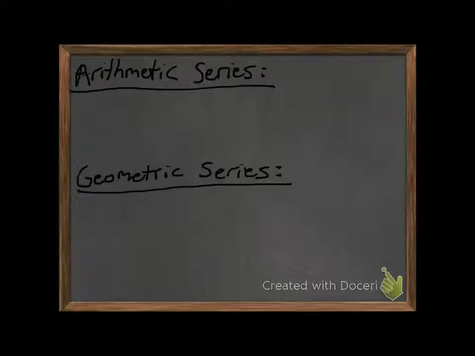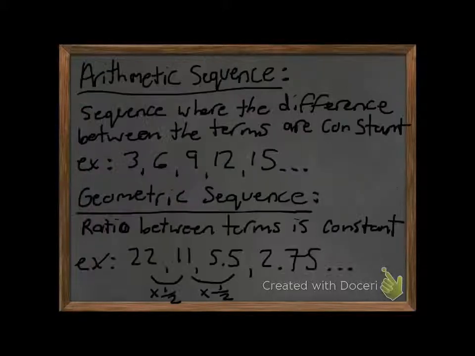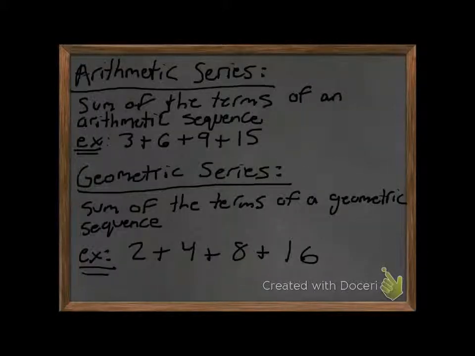So for an arithmetic series, the definition would be the indicated sum of the terms of an arithmetic sequence. Therefore, as you can see in the example, where we went back to the other one, it was 3, 6, 9, 12, 15, the arithmetic sequence. Now we just add them all up, and that's your series right there. See, now we're going back to the arithmetic sequence. There we go.